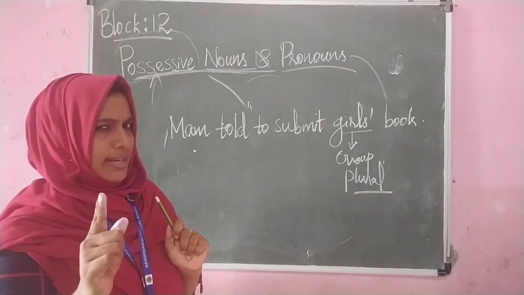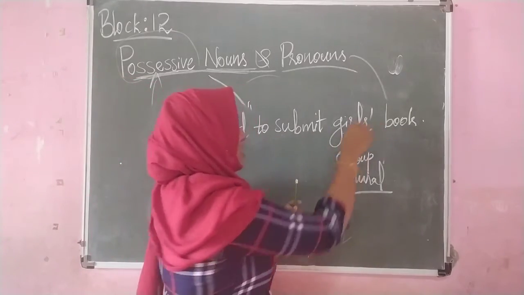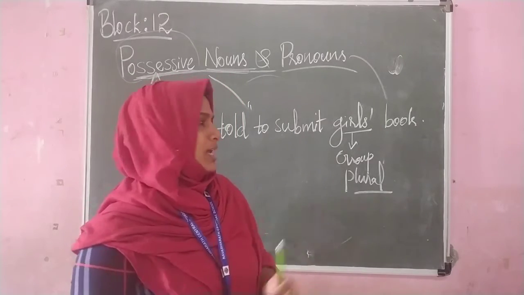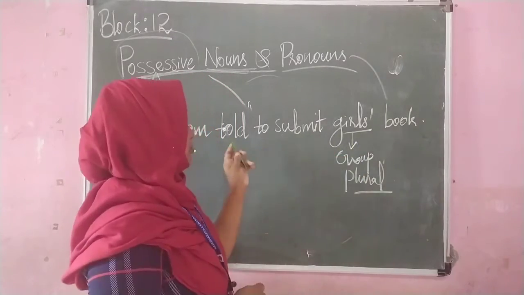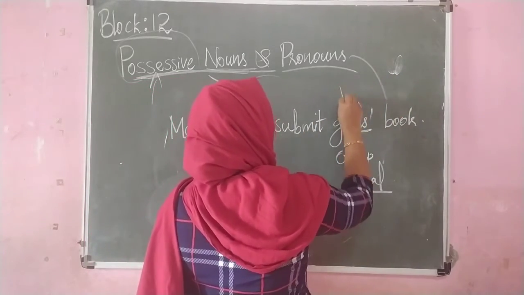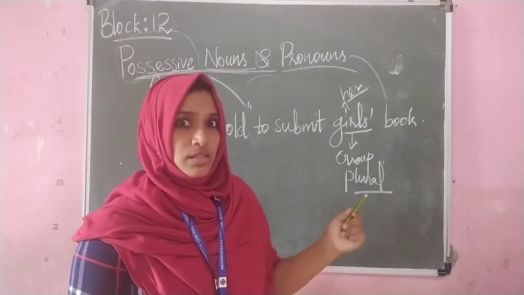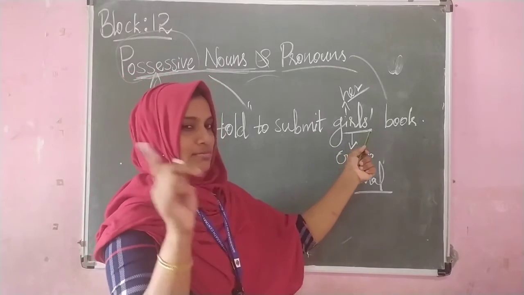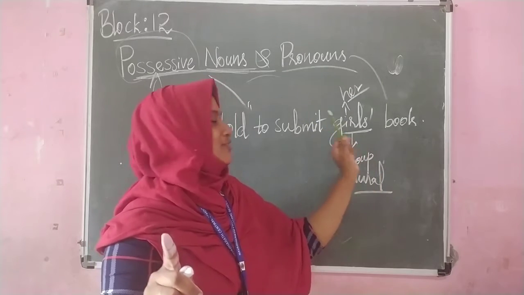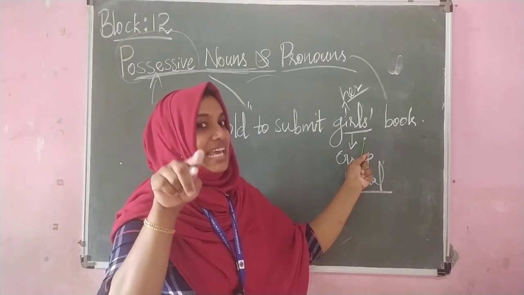Okay children, then I want to ask one more thing. Can you replace this possessive noun with a possessive pronoun? Which pronoun can we use? Can we use, like, ma'am told to submit her book? Can I replace this girl with the pronoun her? Is there anything wrong with the sentence now? Yes, it is wrong, because this girl means there is not only one girl. Many girls are here.